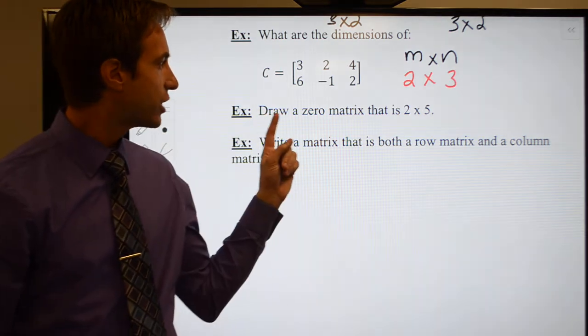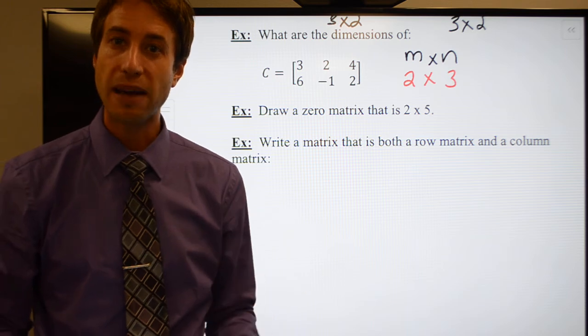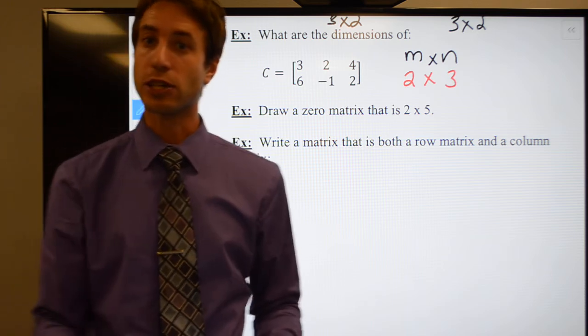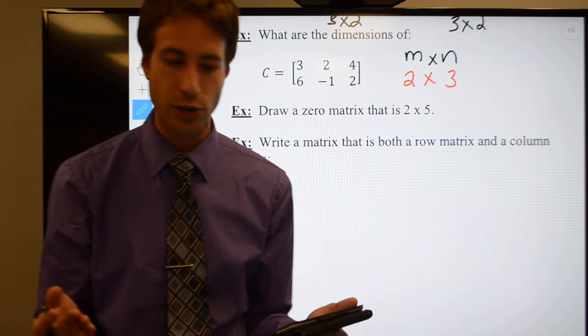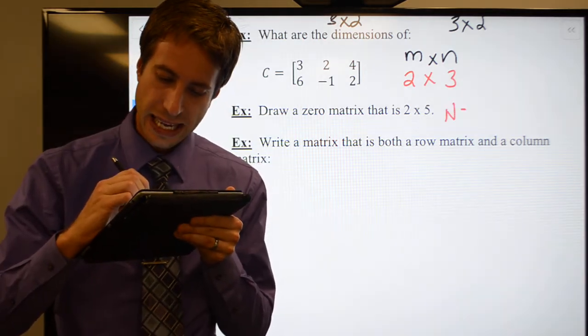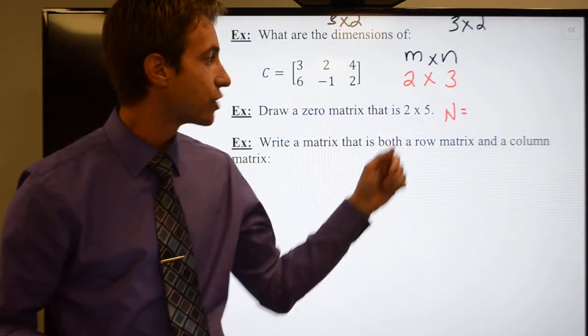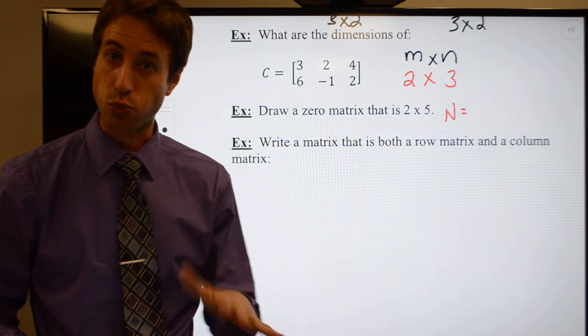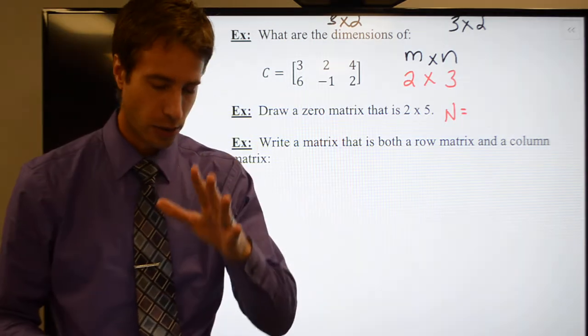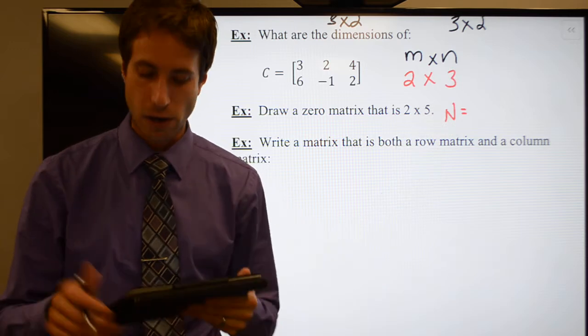Awesome. I'd like you to draw a 0 matrix that is 2 by 5. And I don't tell you what to call the matrix, so you can name it whatever you want. I'm going to go ahead and call it N. Make sure you use a capital letter to name your matrix. And I need the matrix that has 2 rows in it, right? Because it's rows times columns. Rows times columns, I need 2 rows, 5 columns.